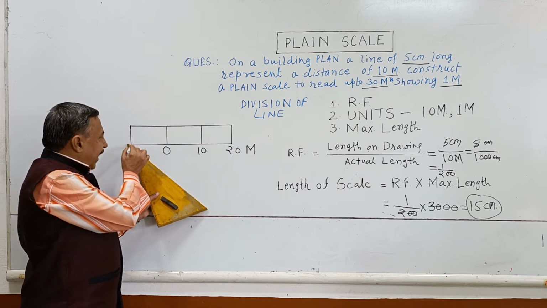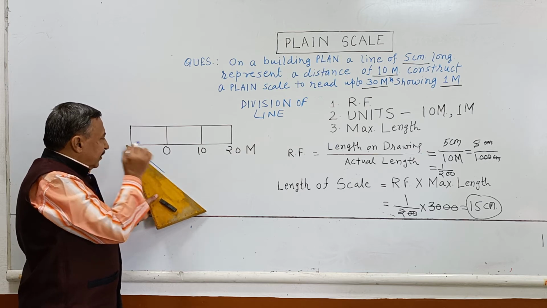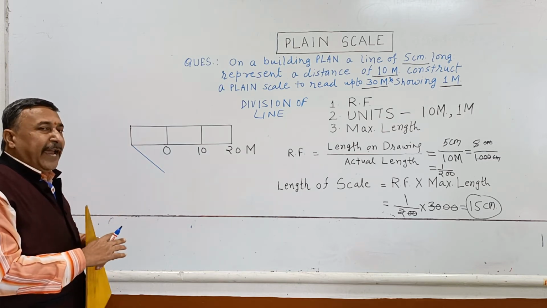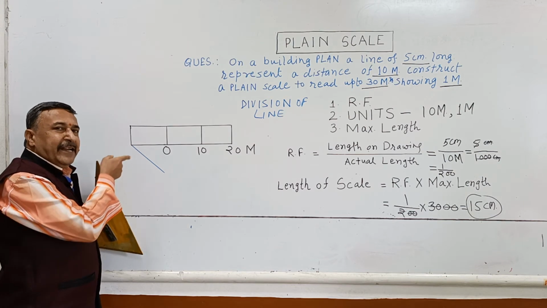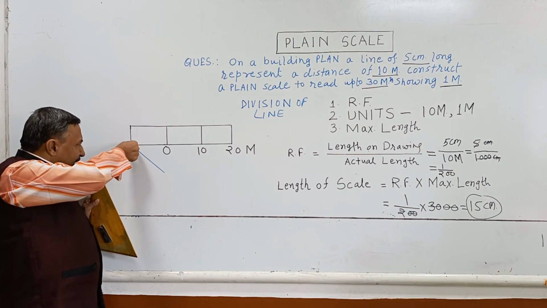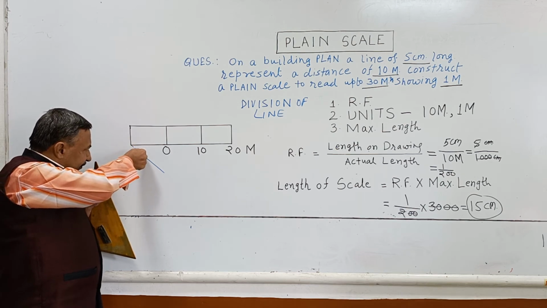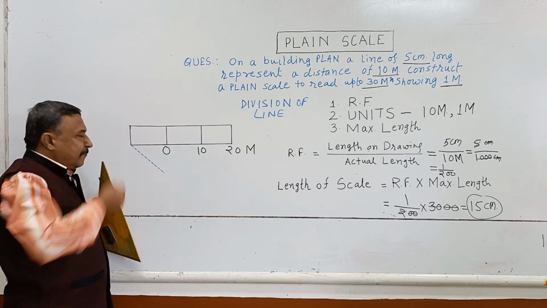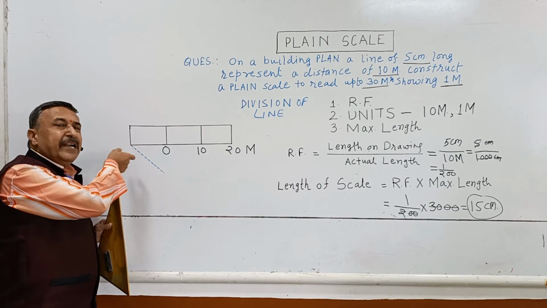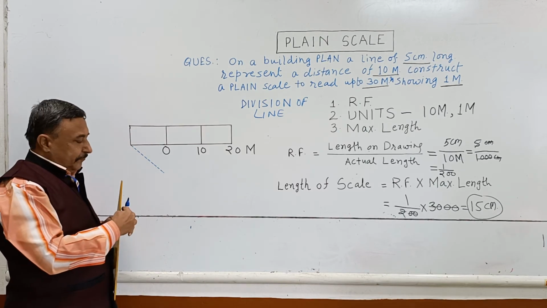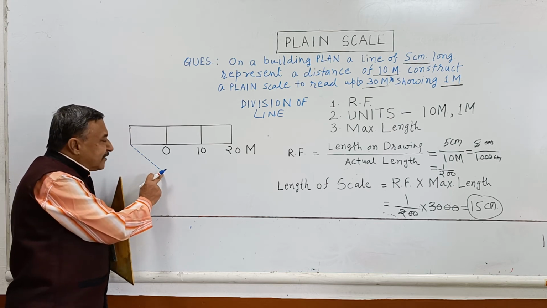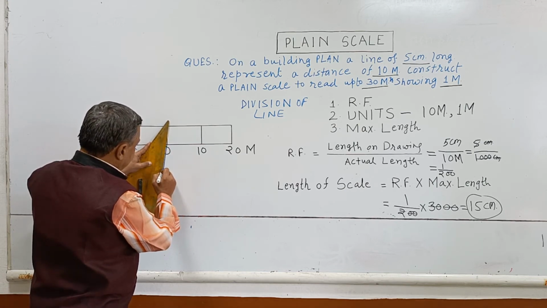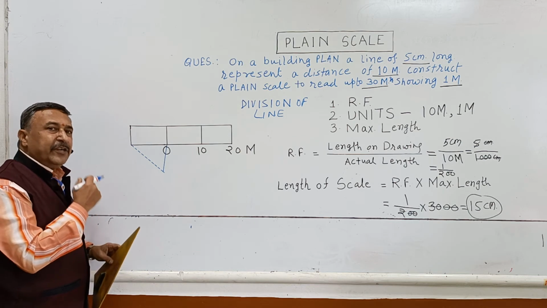How? Draw a line at any angle from this point. Then by compass you mark 10 equal divisions on this line. How? Like this. By compass you mark equal divisions on this line. Now join last division to 0.